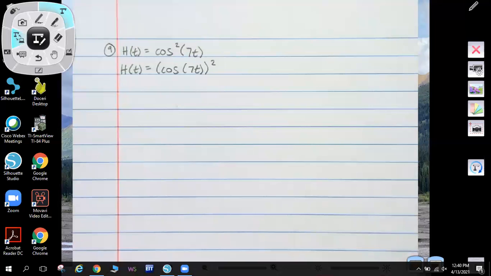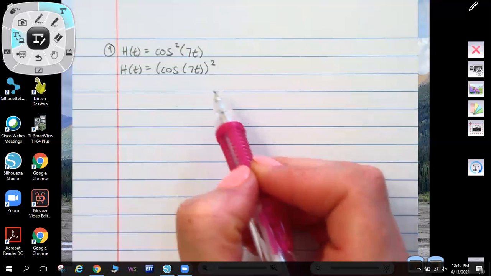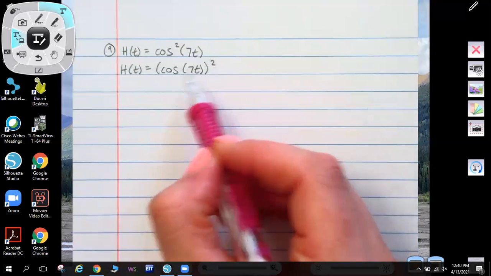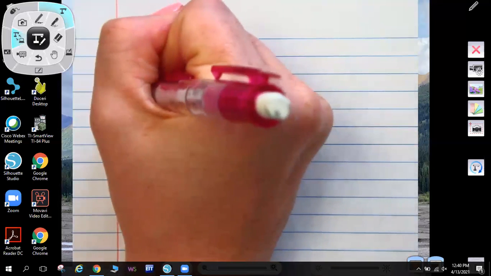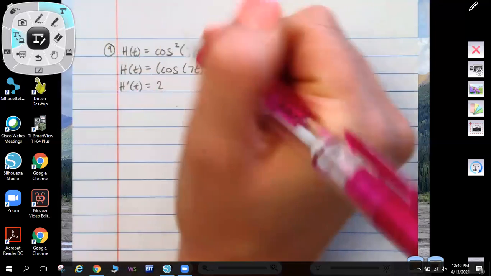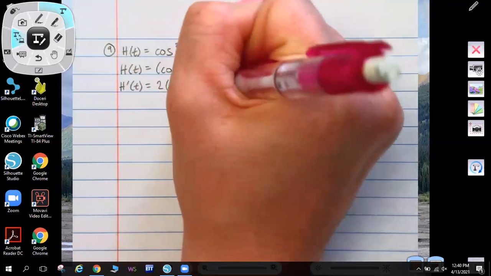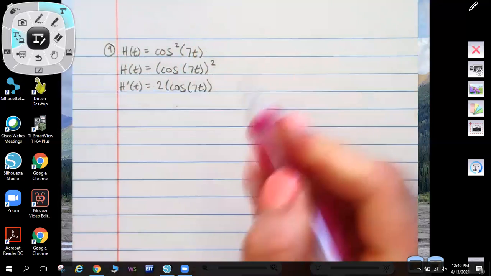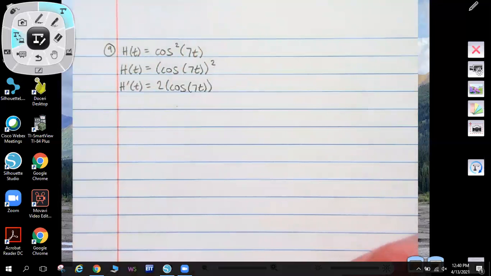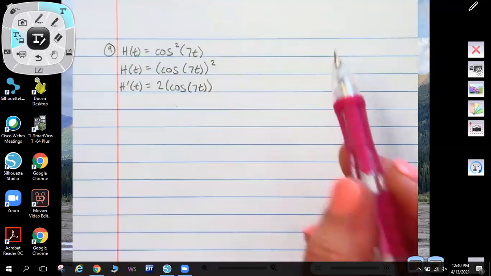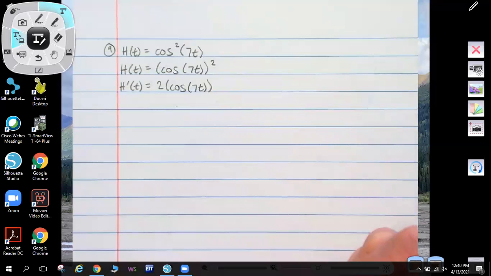Okay, this looks like this is going to be a chain rule within a chain rule. So the outermost function is the exponent of 2. So we want to do that first when we take the derivative. The 2 comes down in front. Cosine of 7t stays the same. Our new exponent is 2 minus 1, which is just 1, so we don't really have to write that. That's the derivative of the outermost function.